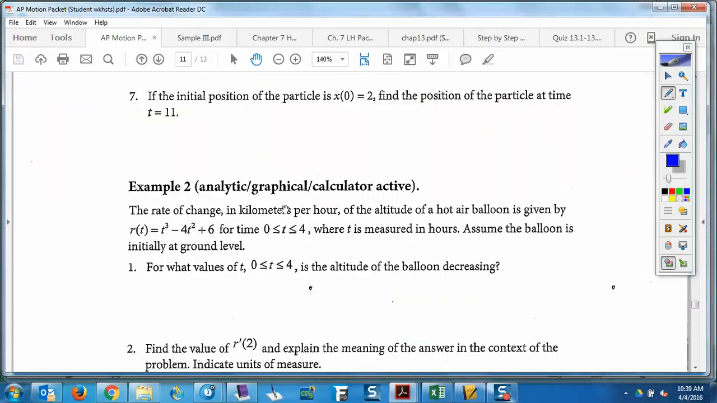Okay, anything else? Okay, how about these free response packets?